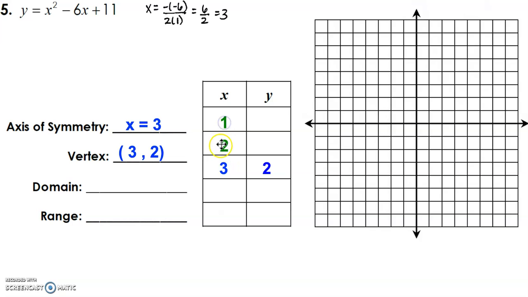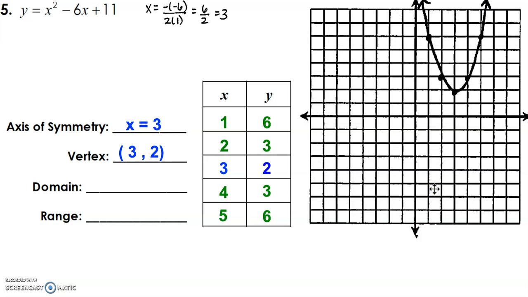Values on either side, I have 2 and 1, and 4 and 5 here. I plug in and get these values. So my parabola looks like this, with my vertex at (3, 2), and points on either side. Remember, it should be symmetrical when you plot those points. Your domain should be all real numbers again, and your range is everything greater than or equal to 2.